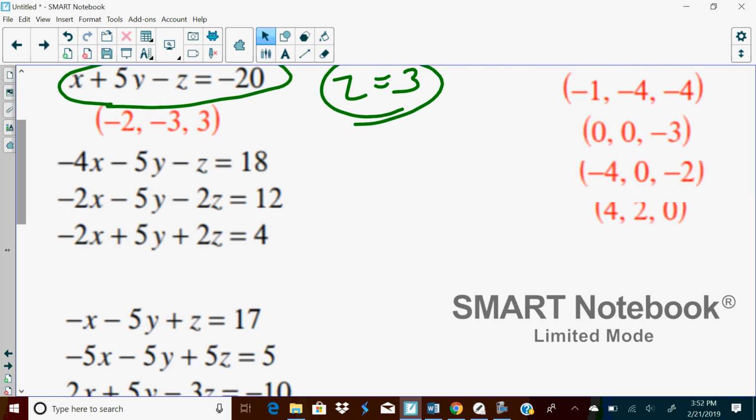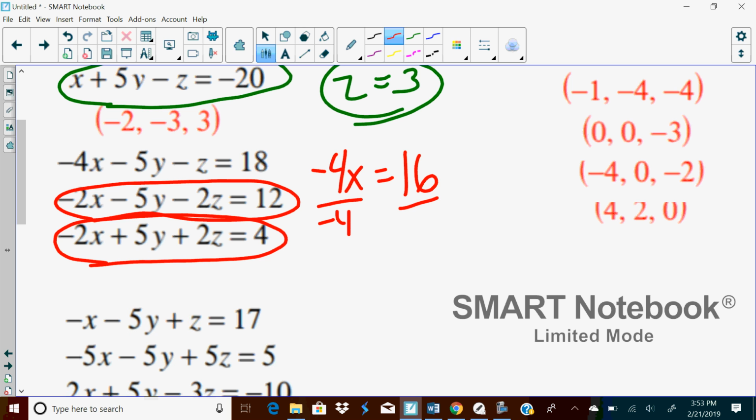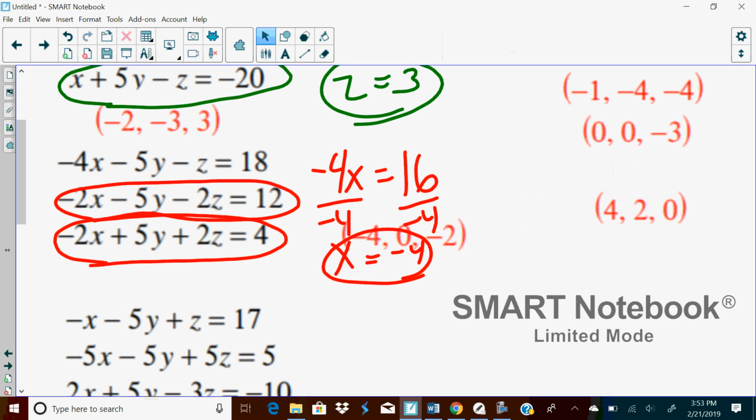For the next one, I combined the negative 2x minus 5y and the negative 2x. When I combined, I got a negative 4x. The y's canceled, the z's canceled, equals 16 divided by negative 4. So I got x equals negative 4. There's only one that has x equals negative 4, so this one had to match.